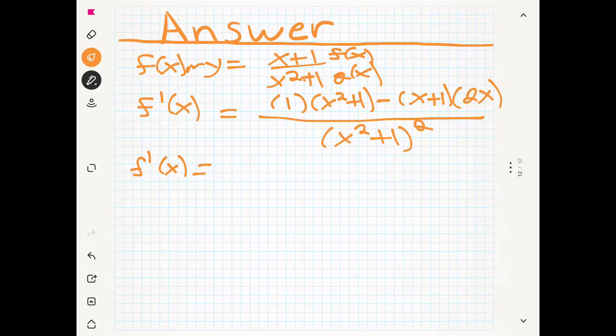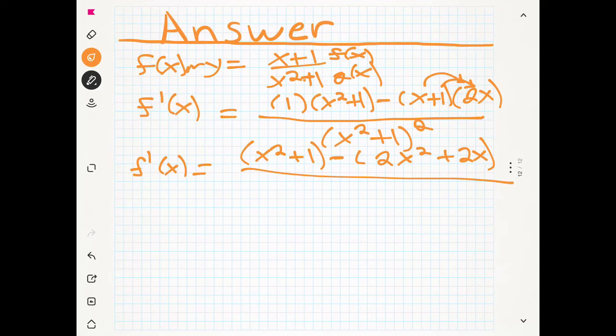So for the top part, I'm going to start multiplying. All right, so for the first side, 1 times x squared plus 1 is literally just x squared plus 1. And then the subtraction sign, I'm going to put this in brackets. And I'll show you why it's important to put these in brackets until the very end. Now let me expand this. All right, so 2x times x is 2x squared. 2x times 1 is just 2x, all right? And then for here, this is the same thing as x squared plus 1 squared. I'm just going to keep it like that for now.